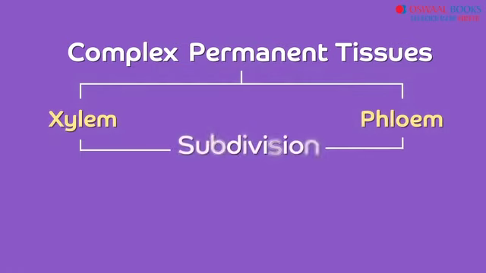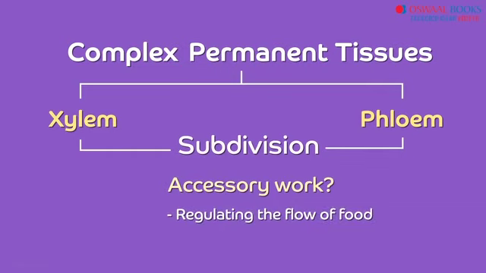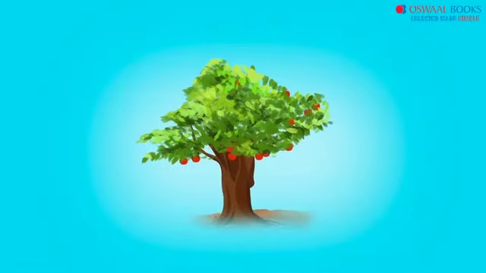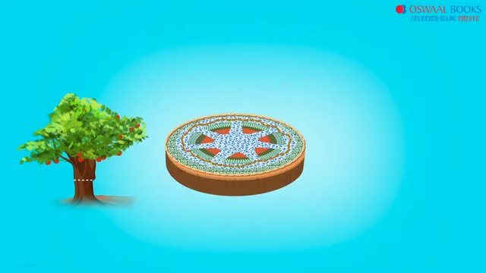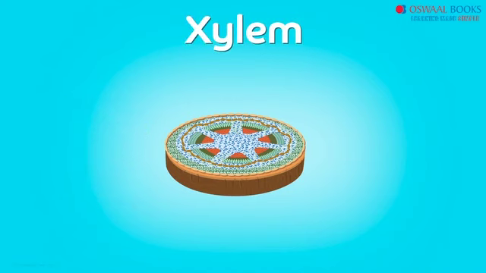They have subdivisions as well to take care of accessory work. What do we mean by accessory work? It includes activities like regulating the flow of food, storage of food, and so on. Now, if we take a look at the cross-section of this part of the plant, then it looks somewhat like this. These components are the first type of complex tissues that we refer to as xylem.